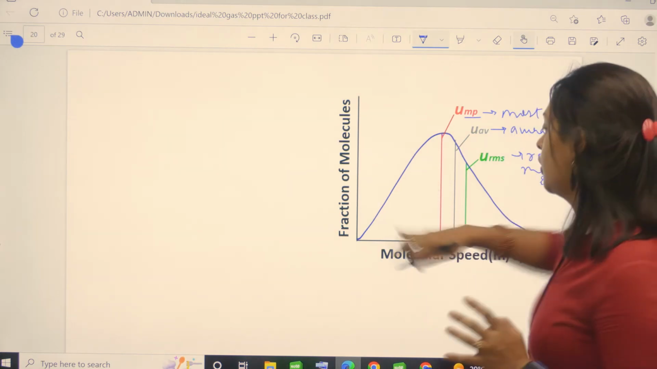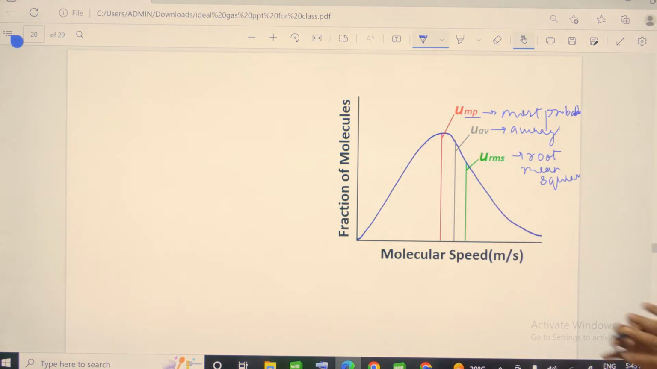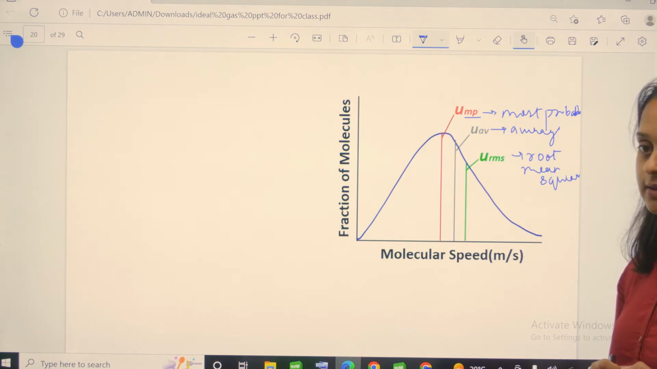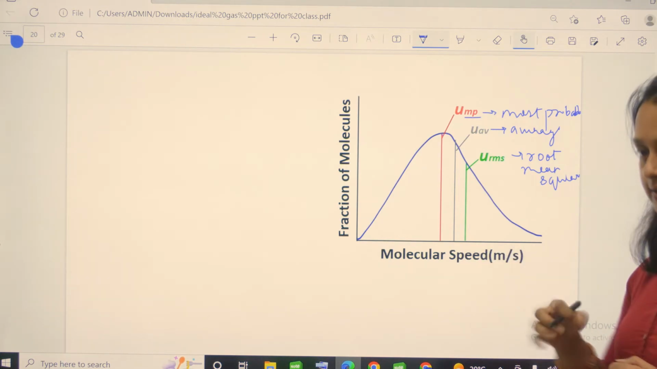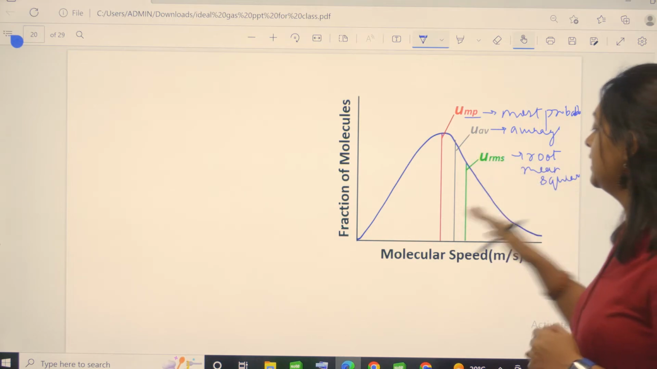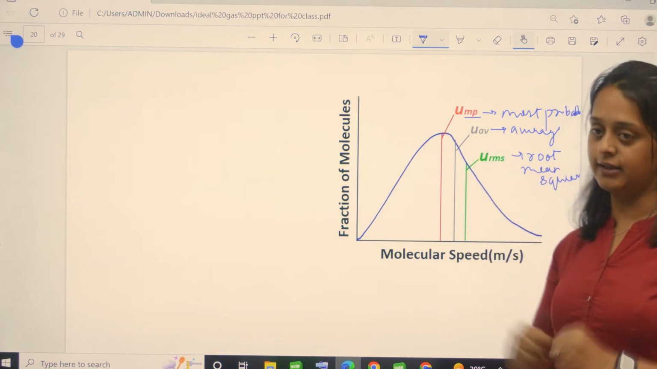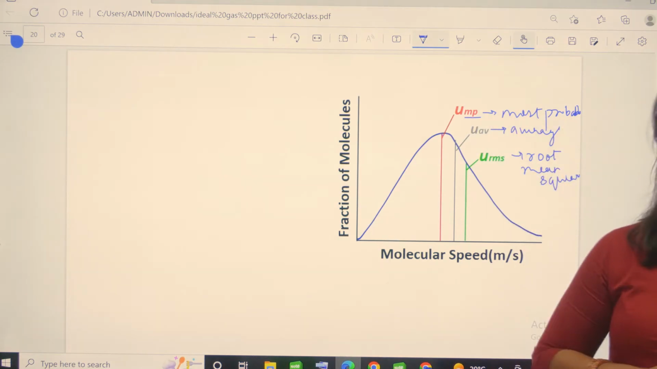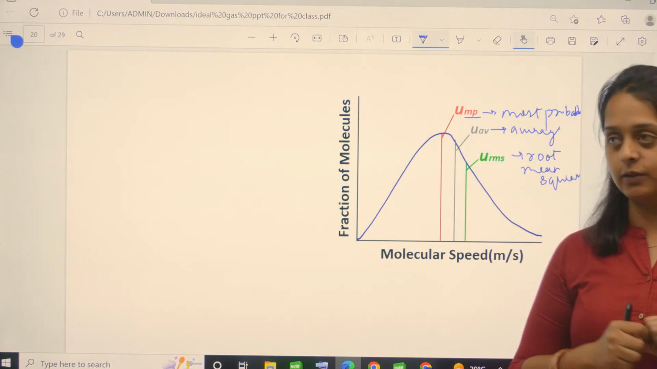Clear? So what did this distribution give us? Velocity, the speed, RMS speed. What's that? We'll come to that. So 3 different types of speed were deduced. In this, the maximum hump gave the most probable speed of that particular molecule.